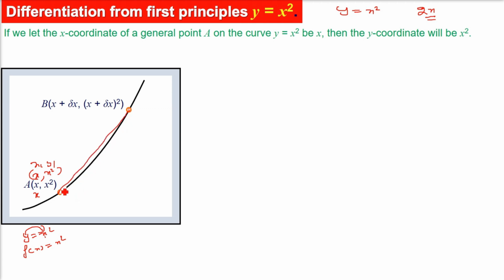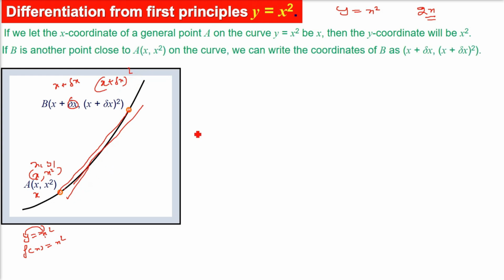Now we will try to have a point B which is very close to A, and finally we'll try to make A and B coincide, because we want a tangent. Remember, we don't want a chord. So we are just adding a small value, x plus delta x. When we take x plus delta x, y will be x plus delta x whole square, because y is equal to x square, which we are finding.